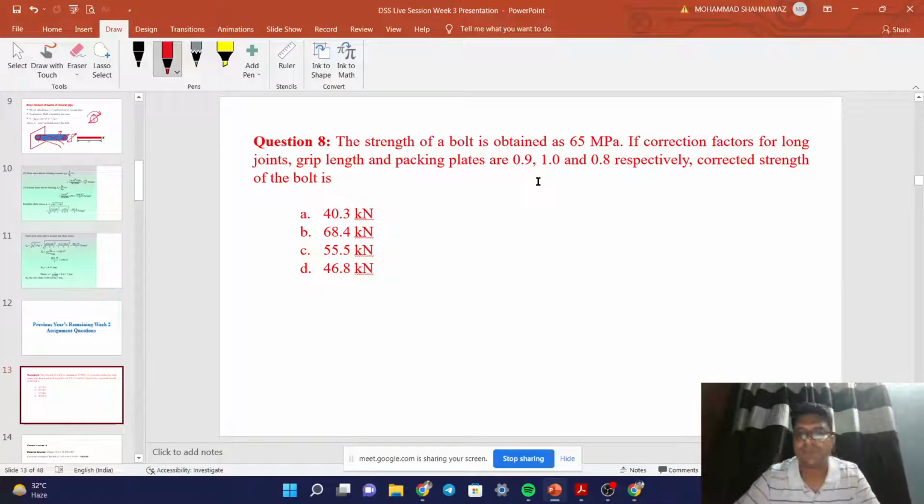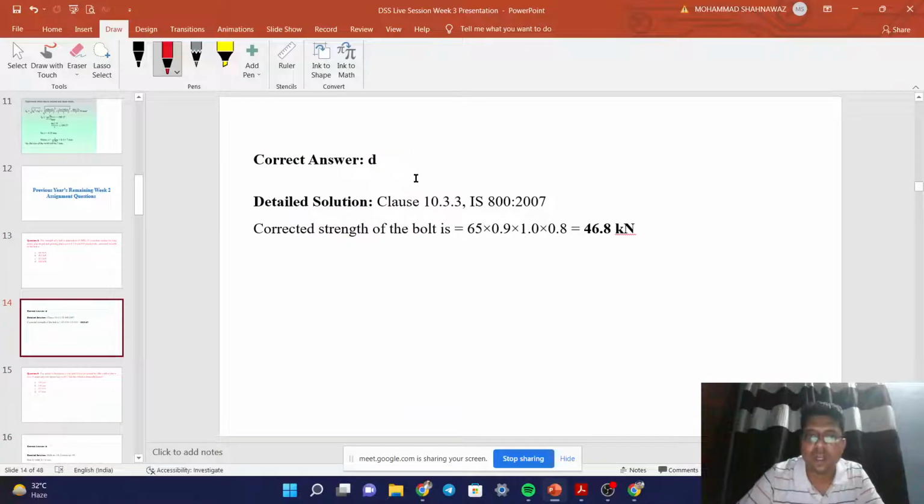Please calculate. Sir, option D. 46.8. Yes, sir. Okay, so how are you getting all these things? Multiplying all these things, sir. Okay, all the correction factors and the load strength, very good. So here is the solution.